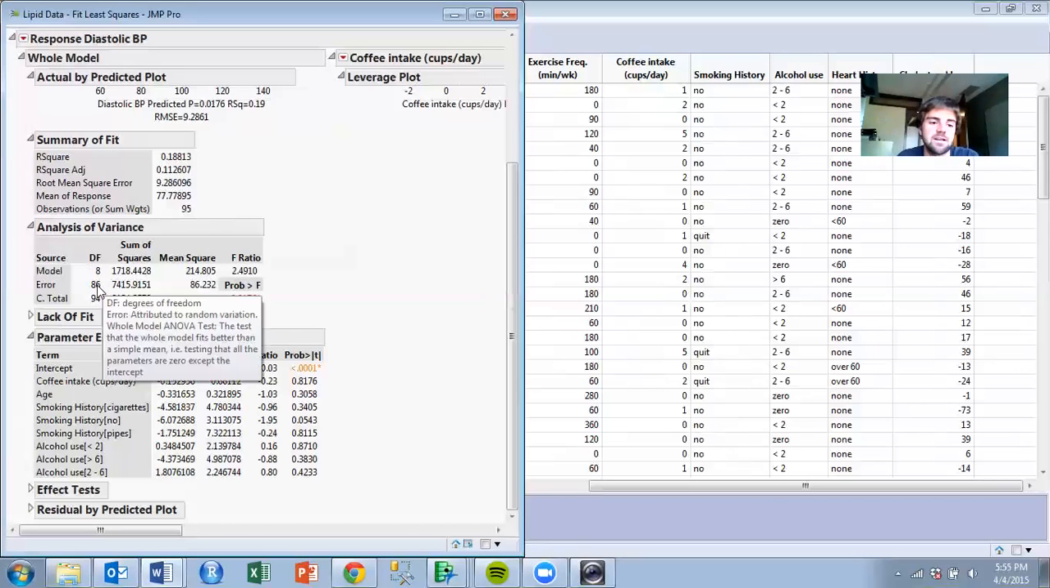And then this difference here gives us the model degrees of freedom, which is also equal to the number of betas minus 1. These two numbers will always add to the total. Similar with the sum of the squares, these two will always add to the total. And then if you were to divide this 1700 by 8, that would give you this. If you divide the 7400 by 86, that would give you this. And then if you divide this 214 by the 86, that would give you this F ratio, and then this p-value is associated with the F ratio. So because the p-value is less than 0.05, that suggests that our model is overall useful.